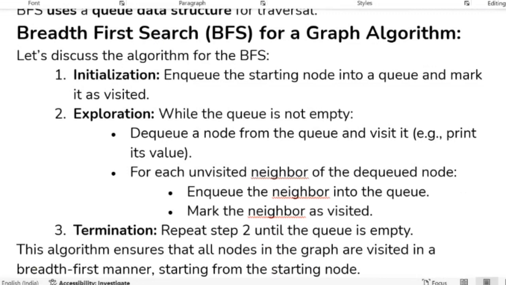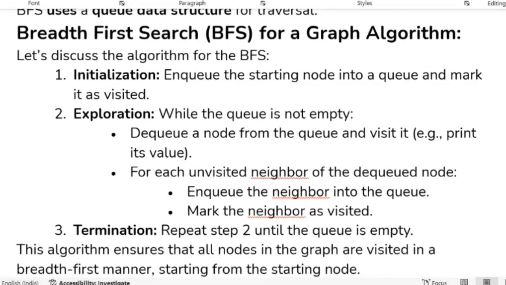Then we visit all unvisited neighbors of the dequeued node. That means whatever nodes are connected to the first node, which we set as visited, we enqueue all its adjacent nodes into the queue in any order. So for each unvisited neighbor of the dequeued node, we enqueue the neighbor into the queue and mark that neighbor as visited.